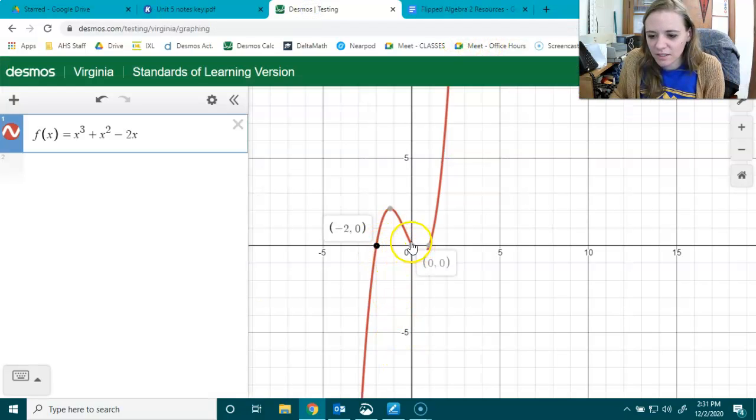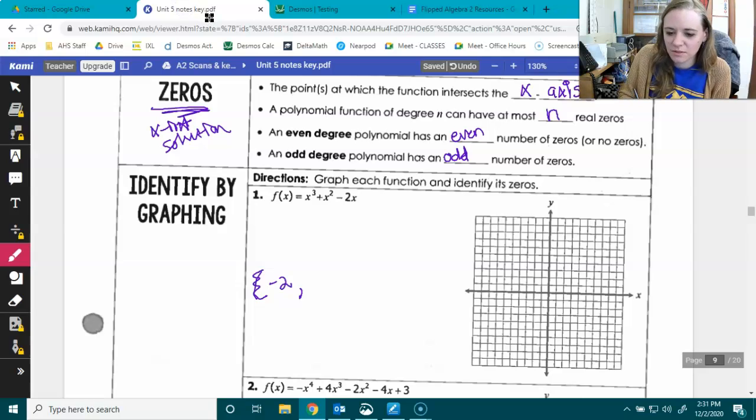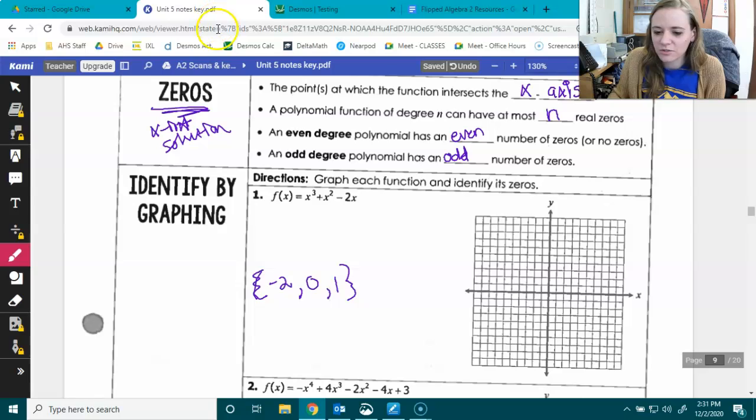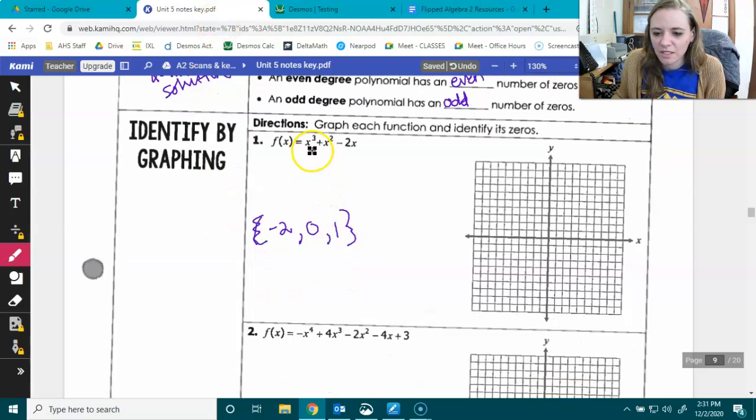-2. Alright, and then the next one is 0. And then the next one is 1. So 0 and 1. And just like that, that's your zeros. Okay? And in this case, it does match. You have a polynomial degree of 3, and you have 3 different zeros. Okay? That won't always be the case, but in this case it is.